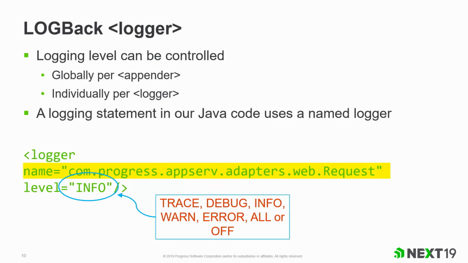I've given an example here. This is from the web transport. If you wanted to turn up log messages about requests, you could do that. You'd find the logger entry with the name com.progress.appserv.adapters.web, the request logger, and you'd bump that up. Values can be trace, debug, info, warn, error, all, or off. And you'll see that now, because we're unified on logback, that's a consistent theme. So those are the values to control the Tomcat level and ABL application level logging.